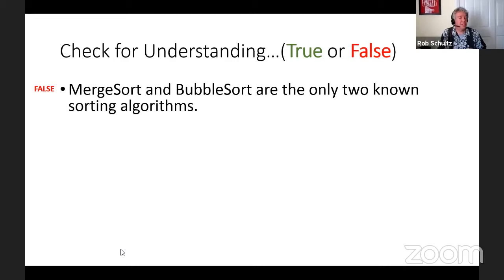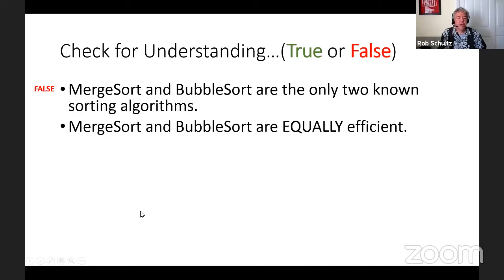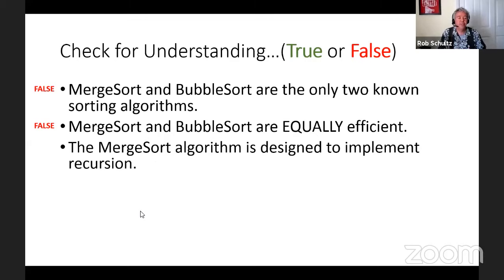Bubble sort is not part of the AP subset. Next: merge sort and bubble sort are equally efficient. I don't know if you can see Mrs. Westerlund or not, but she's shaking her head no. That is absolutely correct. That is false. Merge sort and bubble sort are definitely not equally efficient. In fact, in the video, we saw a side-by-side comparison, and bubble sort had barely even started and merge sort was already finished. So merge sort is much, much more efficient.